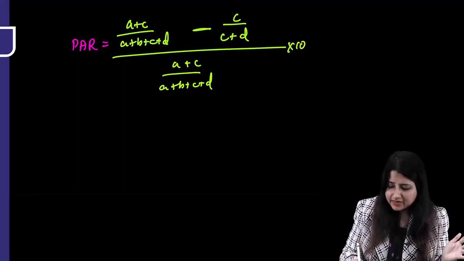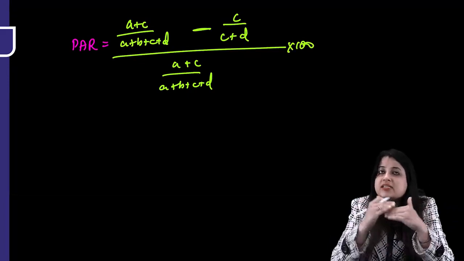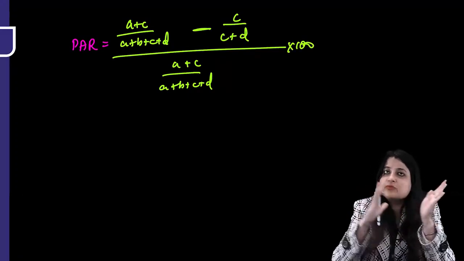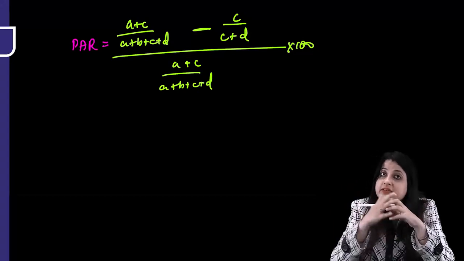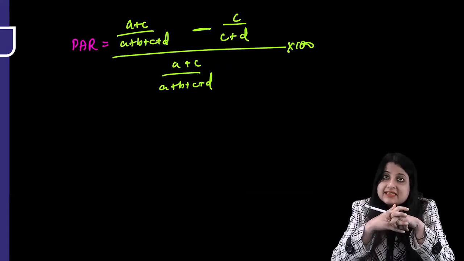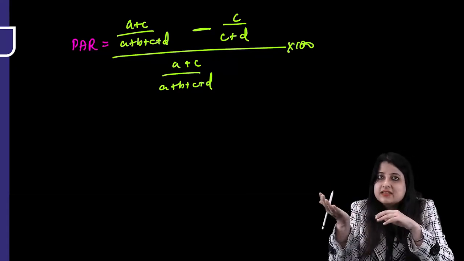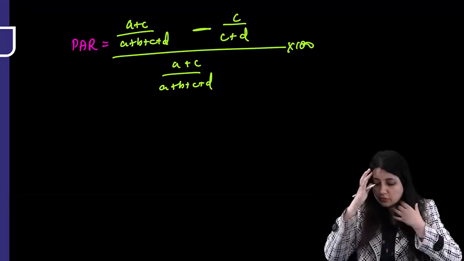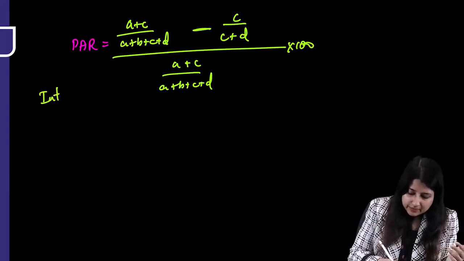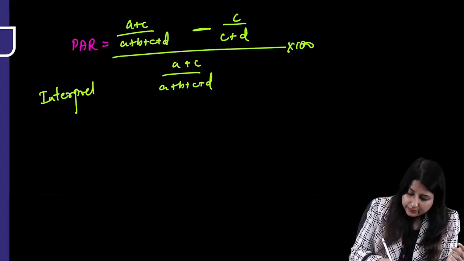Okay, multiplied by 100. So relative risk was incidence exposed to non-exposed. Attributable risk is incidence exposed minus non-exposed divided by incidence exposed. Population attributable risk is incidence among total population minus non-exposed divided by total population. More important than the calculation of PAR is its interpretation.